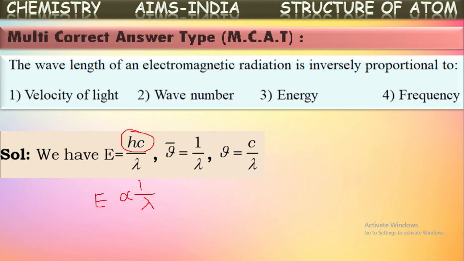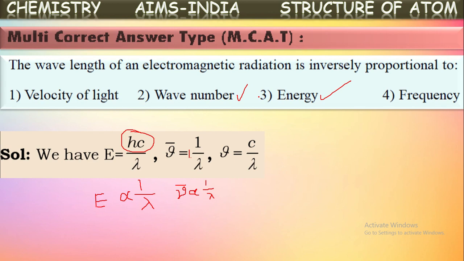Now they are asking, wavelength of an electromagnetic radiation is inversely proportional to. From this we got that it is inversely proportional to energy. And wave number, because wave number is also asked. Wave number is nothing but the reciprocal of wavelength. This is the equation relating these two: nu bar is equal to 1 by lambda. Suppose there is a constant 1 here. If you remove the constant 1, the relation becomes wave number nu bar is directly proportional to 1 by lambda. So wave number is also inversely proportional to wavelength.